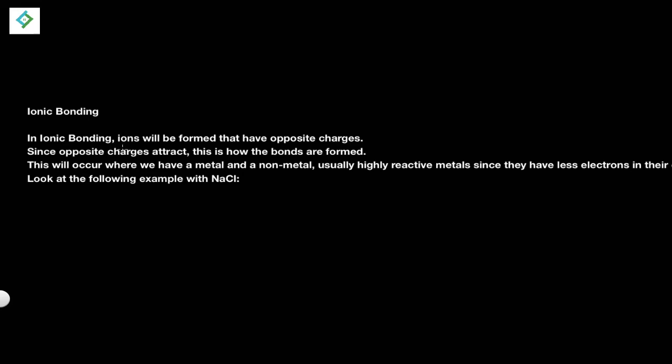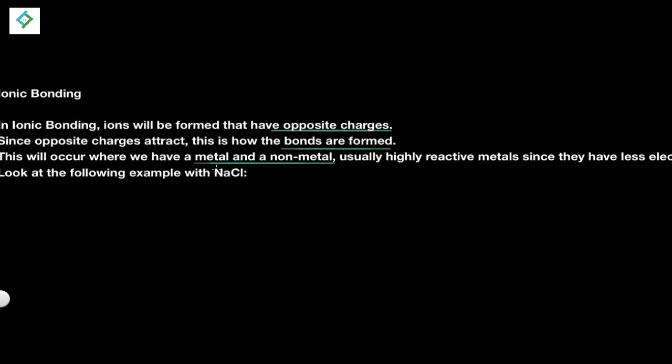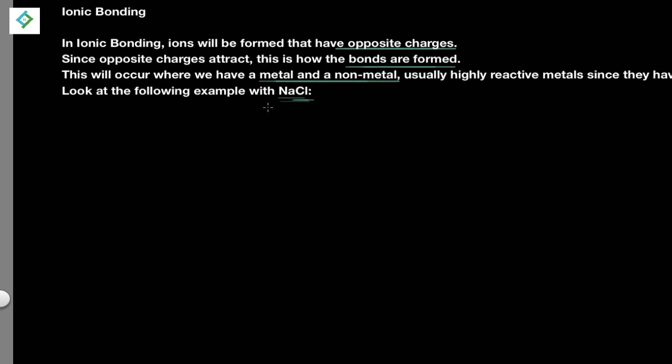And when ions are formed, that therefore means that they have charges. And if you have 2 ions that have opposite charges, because opposite charges attract, they bond together and form ionic bonds. Now, this occurs when we have a metal and a non-metal, and usually quite reactive metals. And the example we have here is NaCl, so sodium chloride. Let's use this as an example of how we would represent this through ionic bonding.